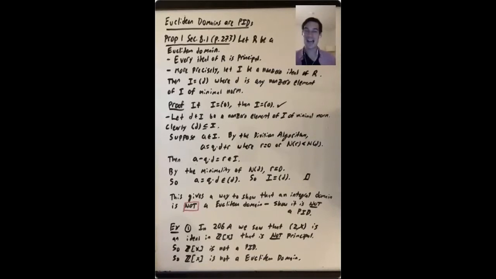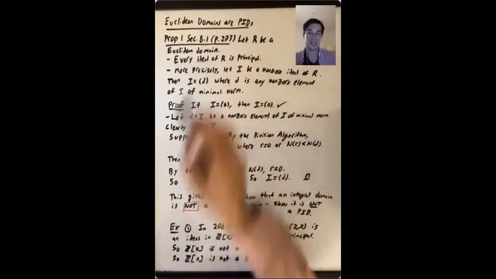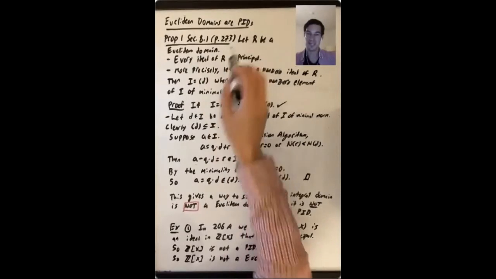We'll start this last video of this lecture by coming back to the argument that we saw from the beginning of the lecture that showed that Z was a PID and also that F[x] was a PID. So the main point here is that Euclidean domains are PIDs. Here's Proposition 1 of Section 8.1 of Dummit and Foote, page 273.